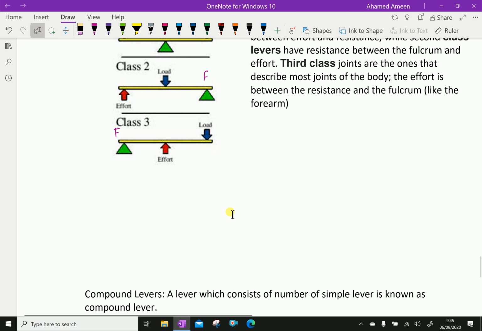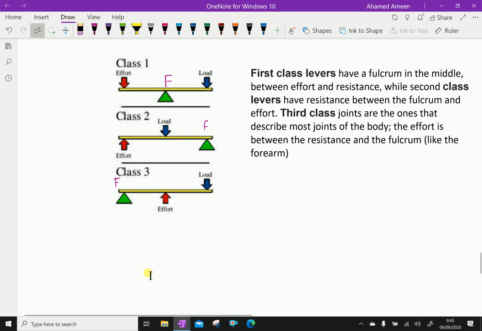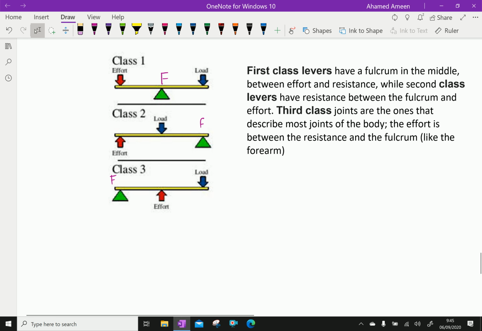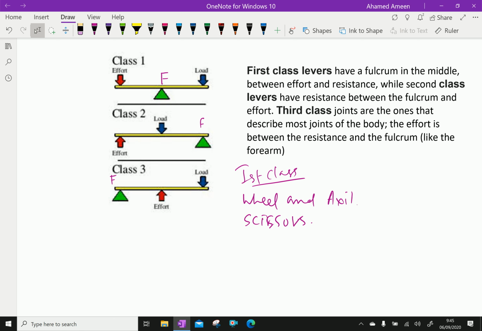Now we'll do some examples for each class. First class lever: examples are wheel and axle, and pair of scissors.